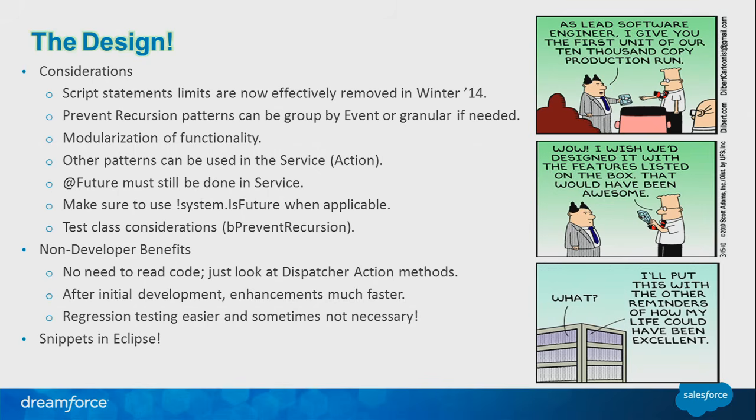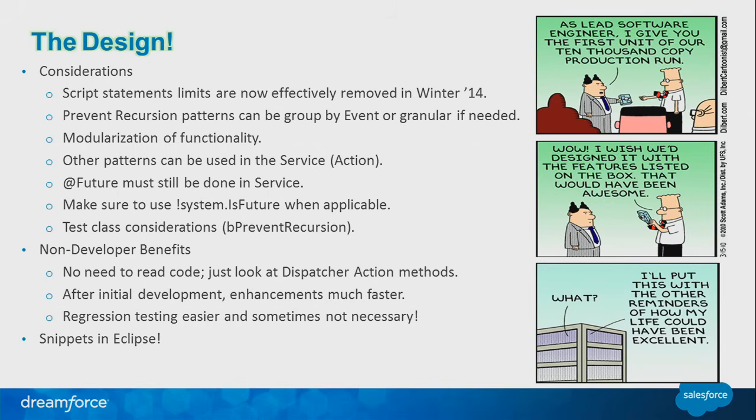At future, of course, must still be done in the services, as well as if you decide to call the new enqueue method that came up with the Queueable interface this last release. Make sure to use Not System.isFuture when applicable. A lot of people still miss that. Whether or not it's a regular trigger or this pattern, it's still necessary. So there's going to be cases where you're calling this from that batch job or from something else that's in a future context. Now you're in trouble. At least look for it and at least handle it.